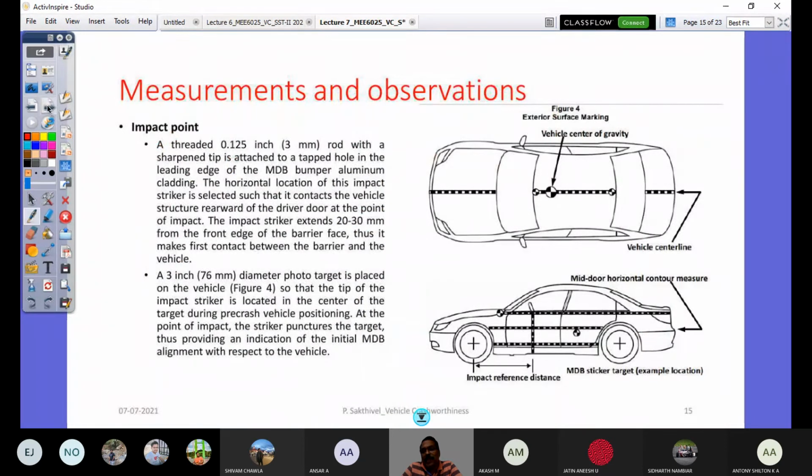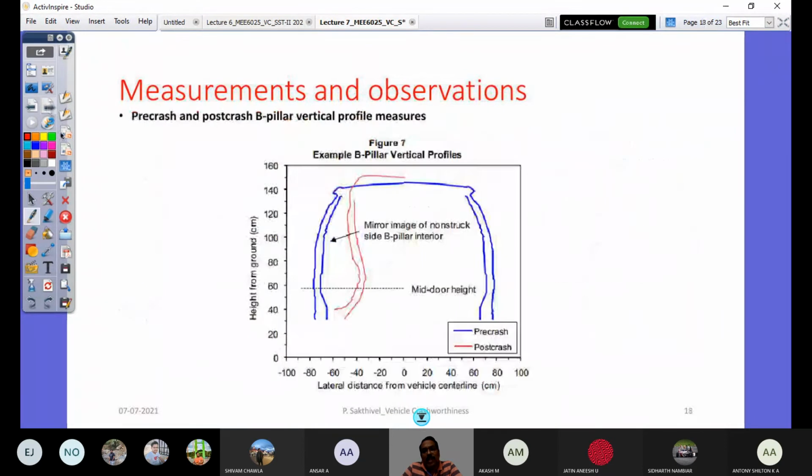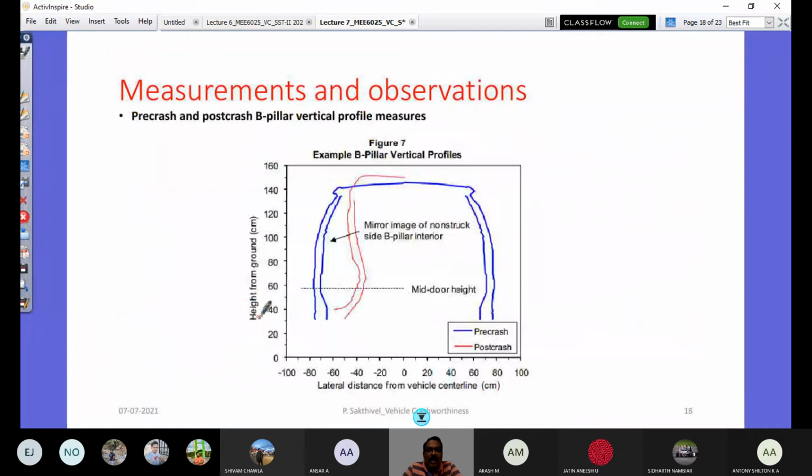With that height of 60 centimeters also in this, you can see it has a vertical axis as height from ground and a horizontal axis as lateral distance from the vehicle center line. And you see, this is our median vehicle or the center line of the vehicle. That's 0. On this side it's positive, on this side it's negative. So you can see the door panel and the pillars intruding inside the vehicle at that mid-door height.